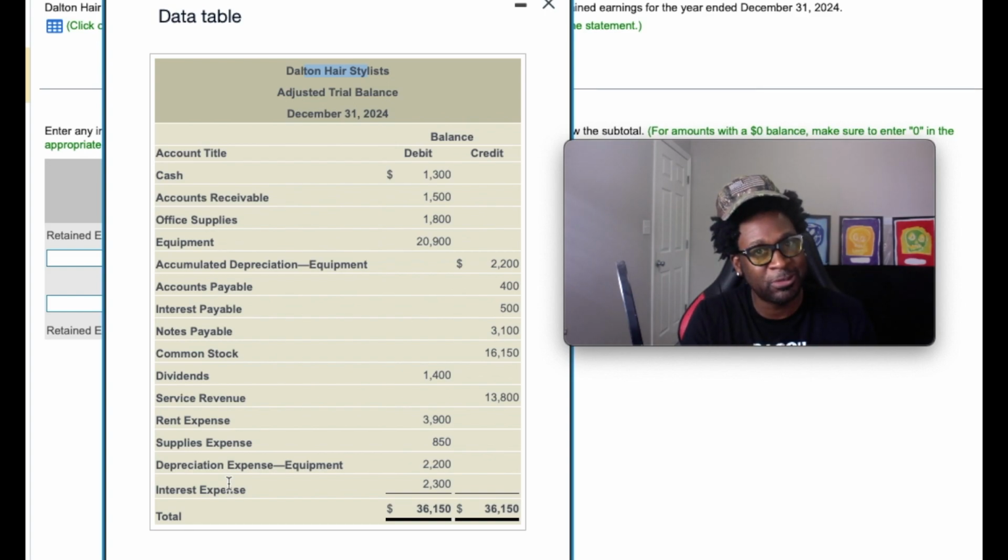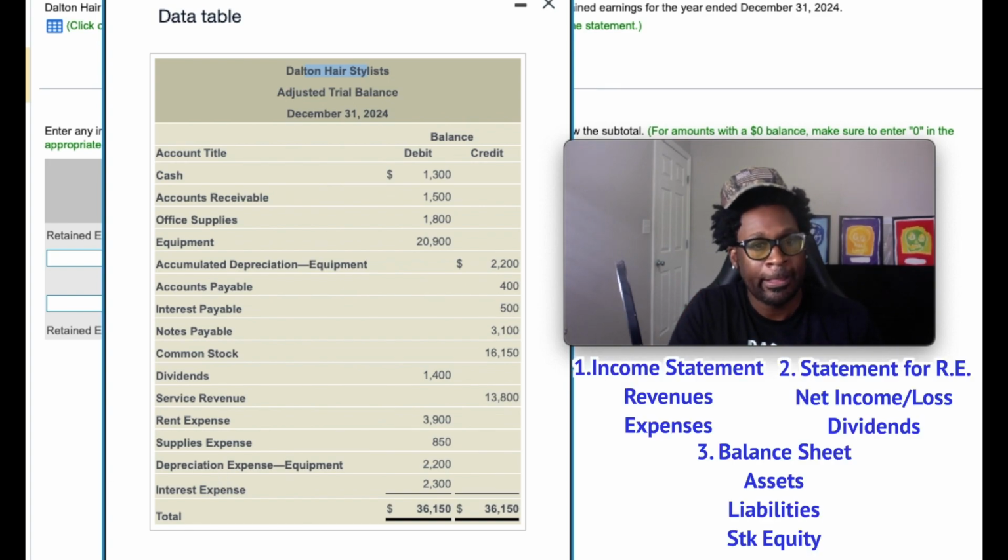After you list those two accounts, you're then listing the accounts that affect retained earnings, which we already know: revenues, expenses, and dividends. So in terms of our assets, the cash, accounts receivable, office supplies, equipment, and accumulated depreciation, all of those accounts will be on the balance sheet. In terms of our liabilities, accounts payable, interest payable, and notes payable, all of those are on the balance sheet as well.